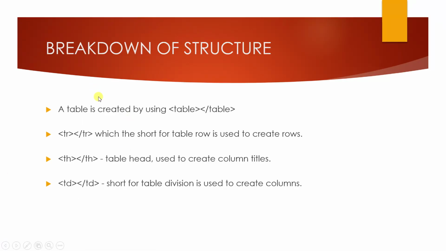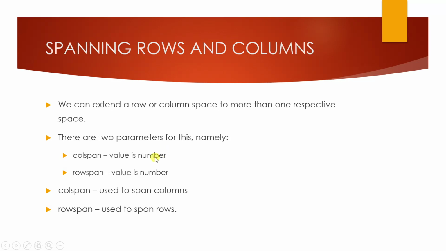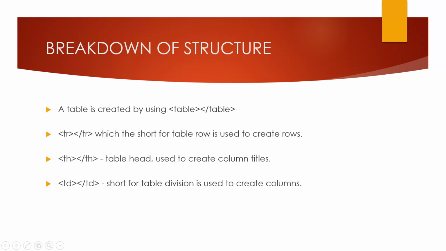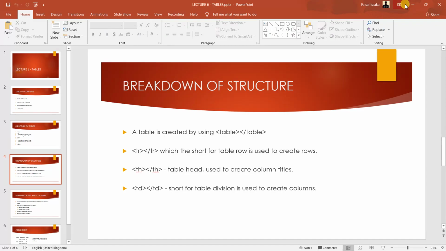The first one we saw was the table tag, which represents you creating the table. That's the first tag you need to write. The TR represents the table row, which is used to create rows. Then the table head will be used to create your column titles. So when you want to create some title for your tables, you need the TH. Then the TD is used to create some divisions. So let's see how we can apply what you have just learned here.